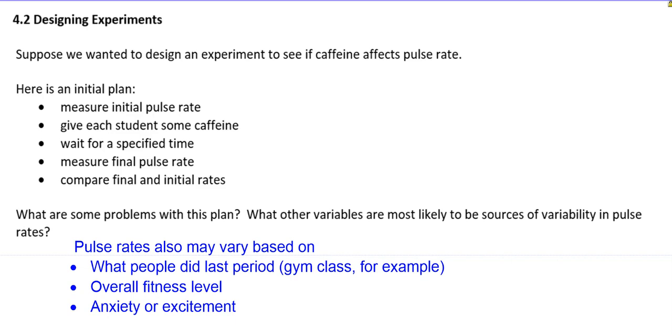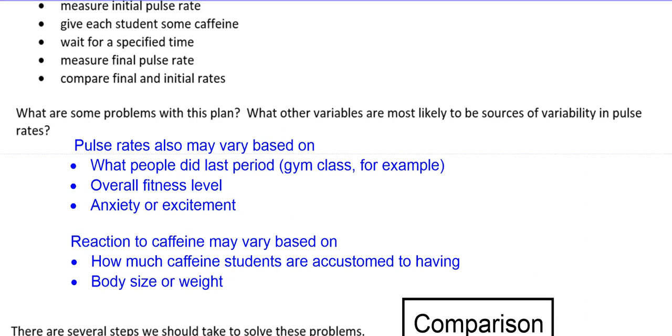Well, there may be some other things that affect pulse rates besides just caffeine. Maybe what people did their last class period, maybe they're anxious about their next class, maybe their overall fitness level causes their pulse rate to stay fairly steady, all kinds of things. People may have different reactions to caffeine too. Some people drink a lot of caffeine, so maybe drinking more doesn't really affect them much. Some people, maybe the body size or weight affects how much caffeine affects someone.